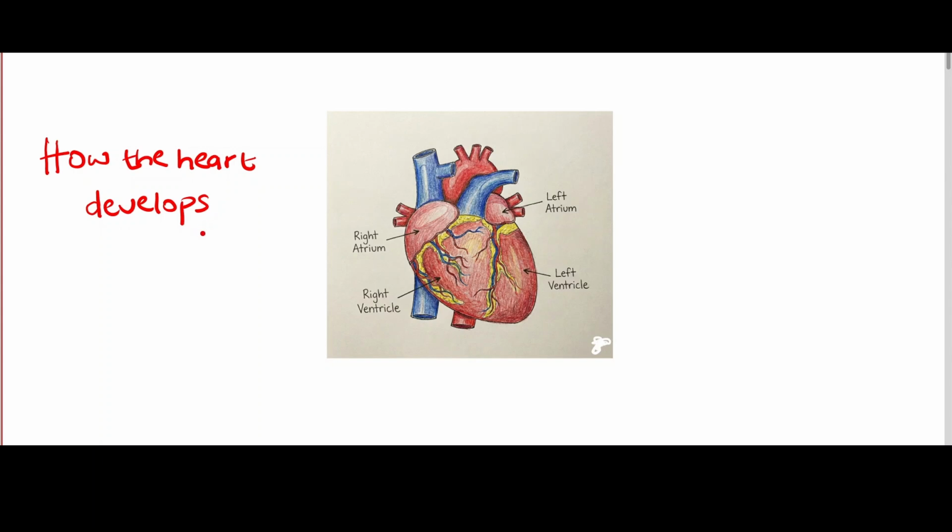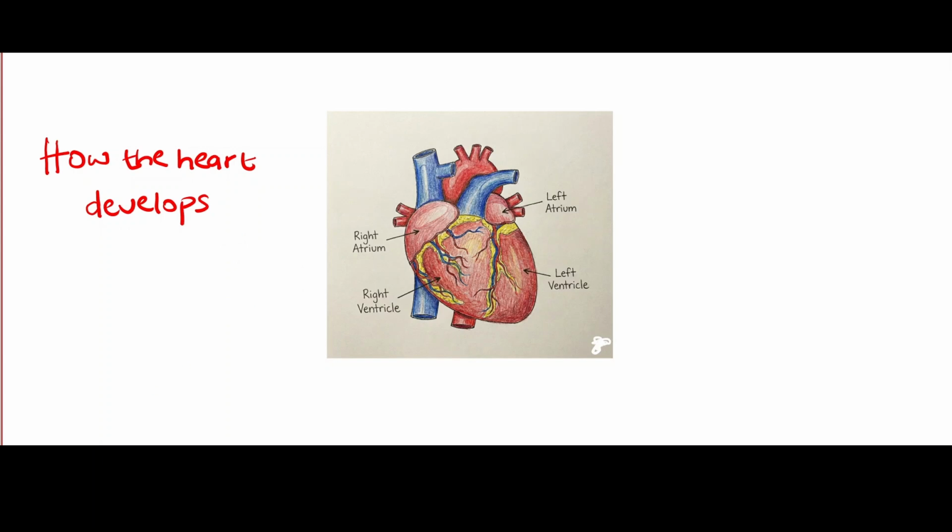And the reason is because during the first 2 weeks of development, the embryo is very small, so oxygen and nutrients can simply diffuse from the mother. But by the third week, diffusion is no longer enough to support the nutritional and oxygen requirements of the embryo, because the embryo is growing rapidly. Okay, so therefore the need for a circulatory system.